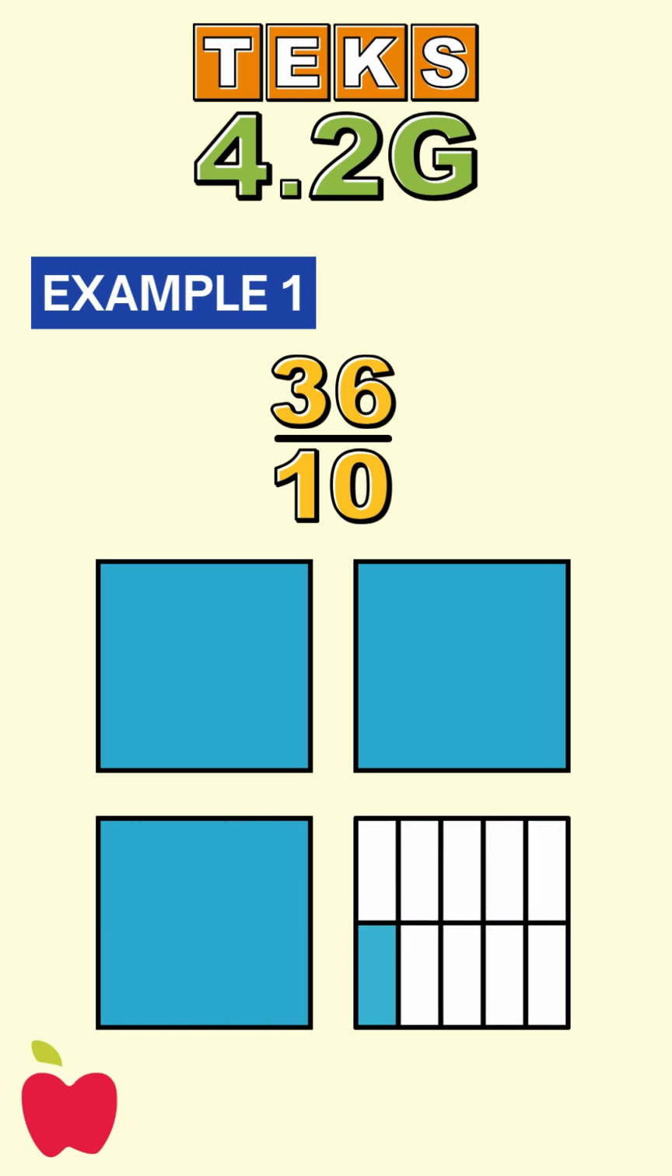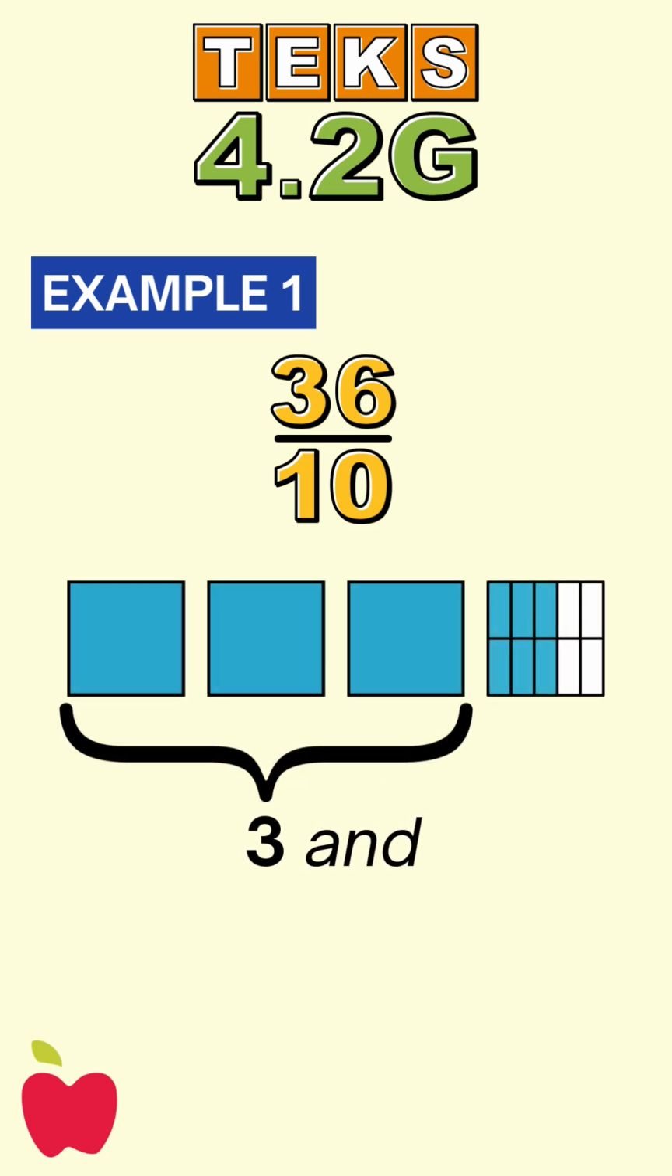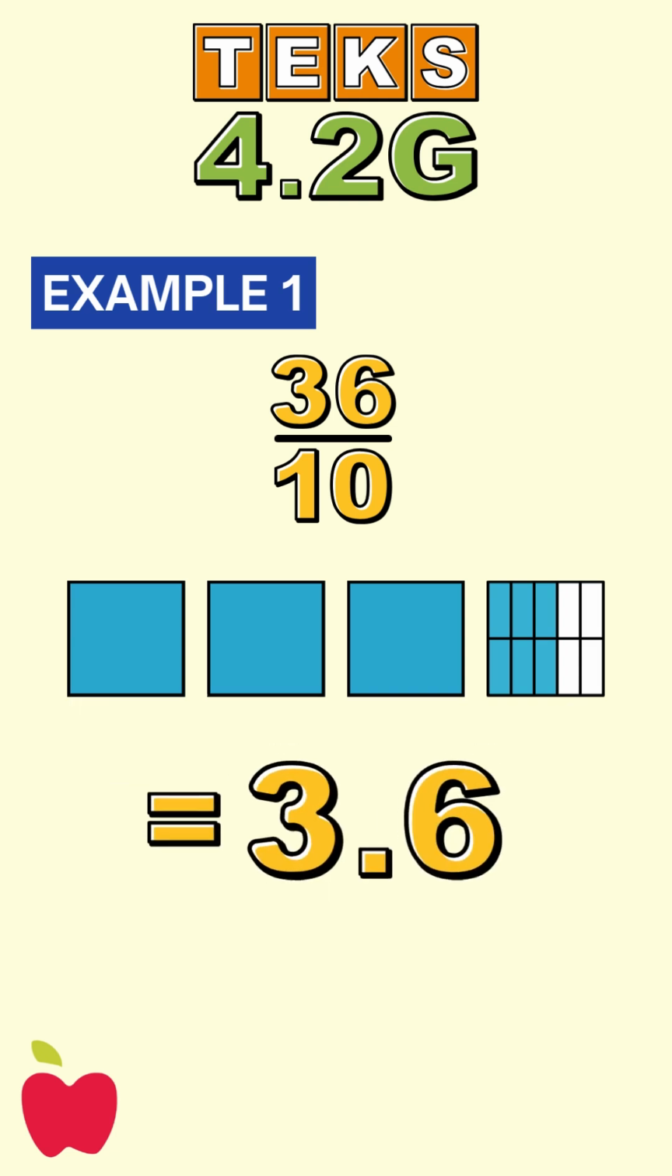After accounting for the 3 wholes, we're left with 6 tenths, or 6 over 10, which is the remaining fractional part. Since 6 over 10 can be written as 6 tenths, we now know that 36 over 10 equals 3 and 6 tenths when written as a decimal, representing 3 wholes and 6 tenths.